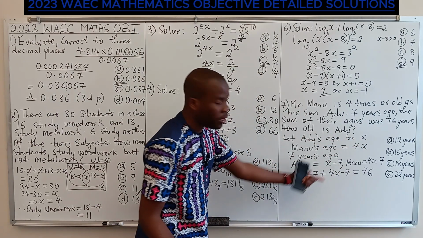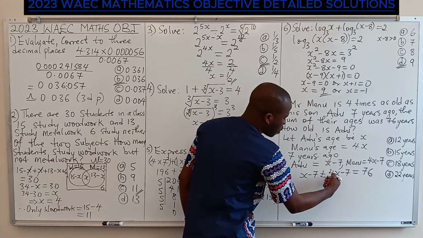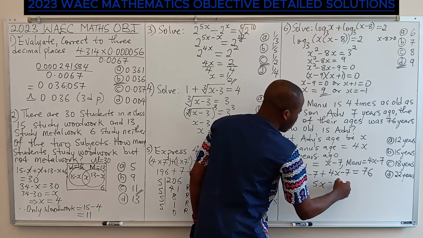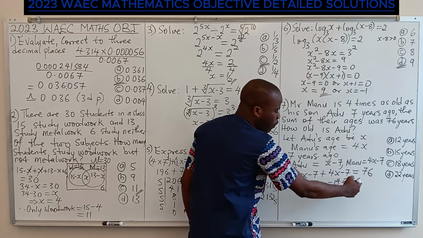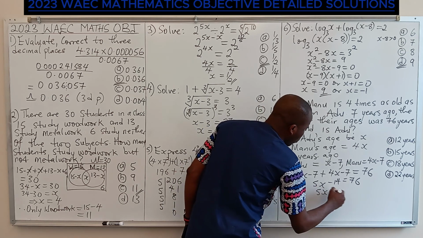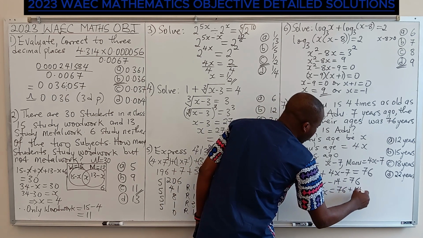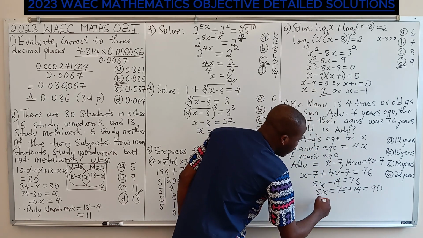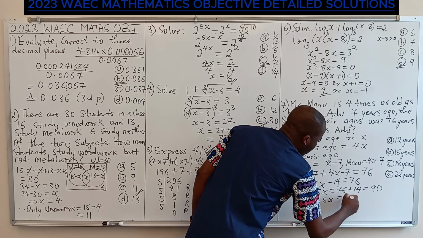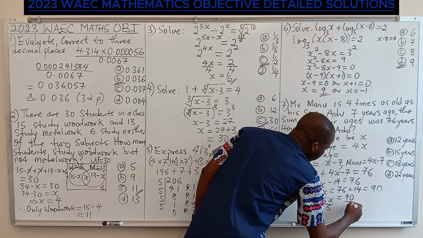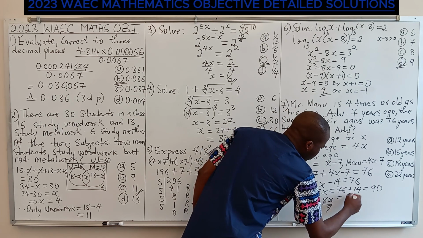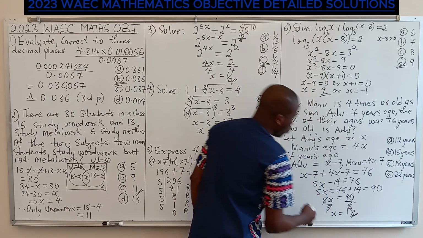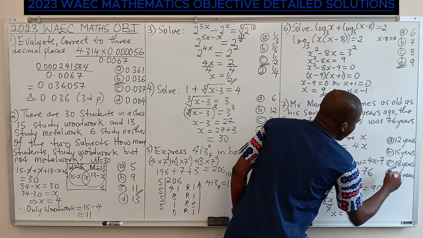So this is a simple equation. x plus 4x is 5x. Minus 7 minus 7 is minus 14. This is 76. Add 14 to both sides. We'll have 5x equals 76 plus 14. And if we add this, this will give 90. Divide both sides by 5, so that x is 90 divided by 5. 5 into 9 is 1. 5 into 40 is 8. So it means Adu is 18 years old.